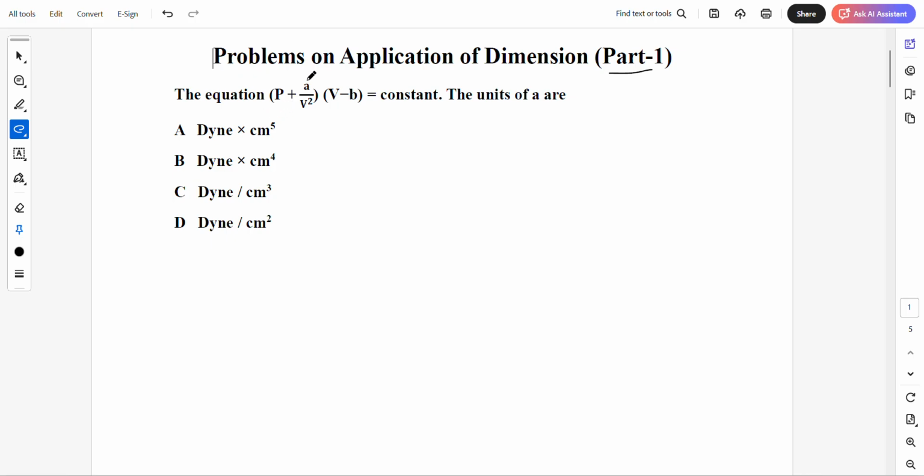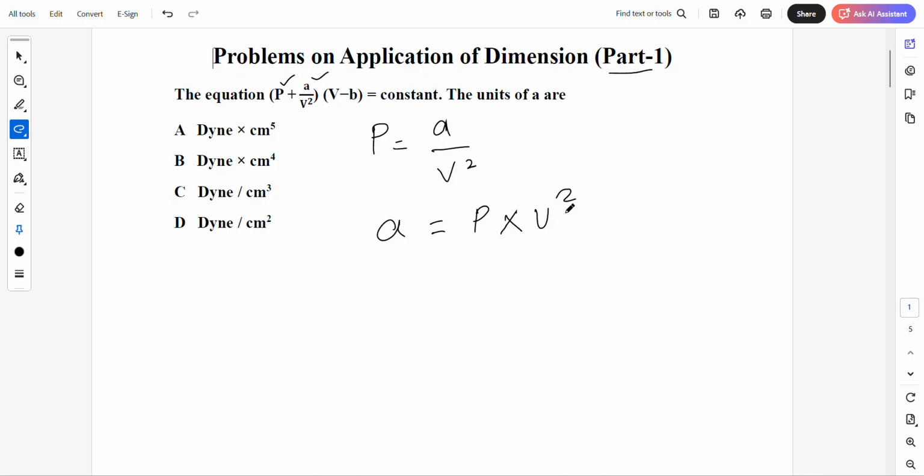The equation (p + a/v²)(v − b) is equal to a constant. The units of a are? See here, p and a by v square are added together. Therefore, the units of p should be equal to the units of a by v square, that is, p is equal to a by v square. You are supposed to find the units of a. Therefore, a is equal to p into v square.